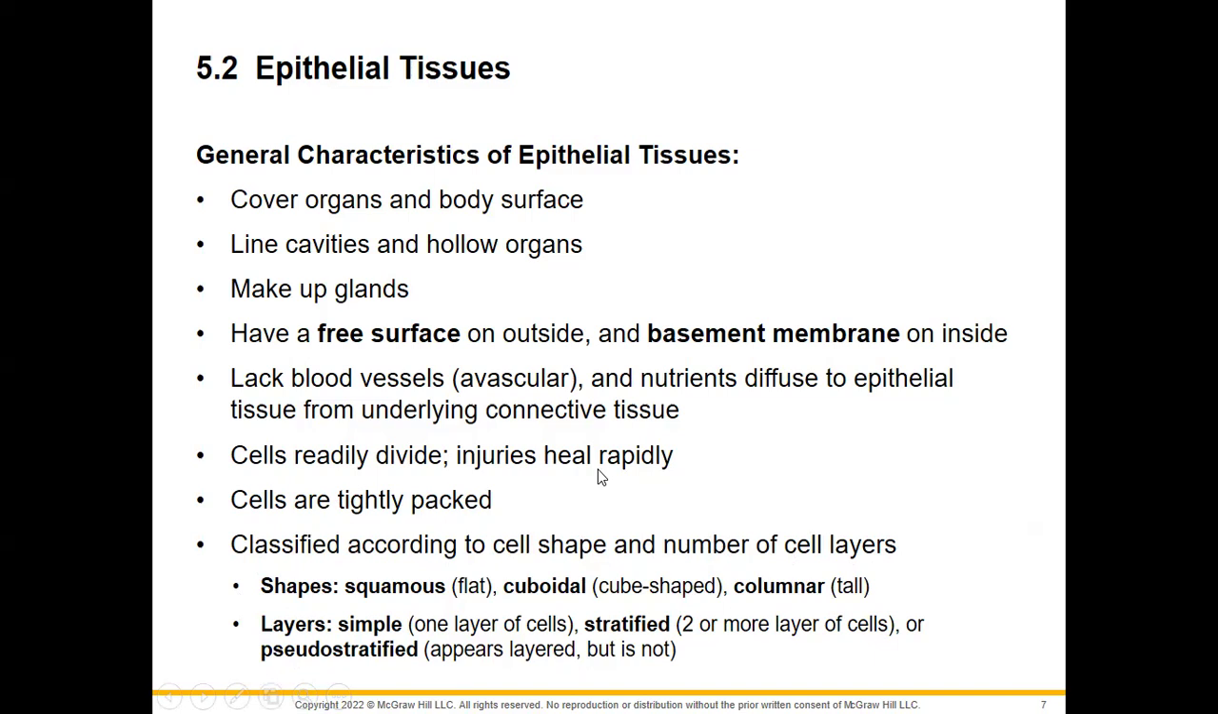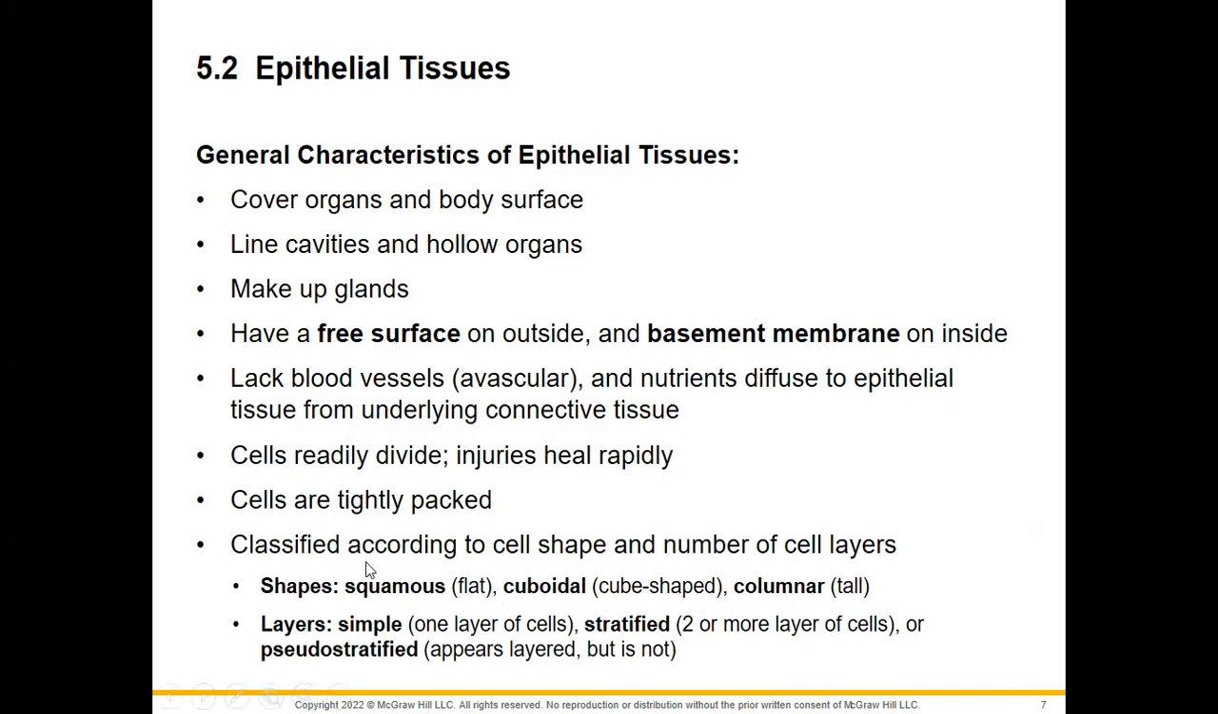So let's talk about the cell shapes. You have three main cell shapes. You have squamous cells, cells that are flat. You have cuboidal cells, cells that are shaped like a cube. And you have columnar cells, cells that are tall, like columns.